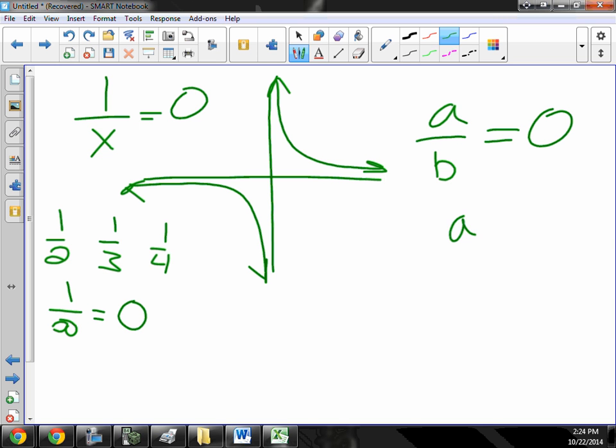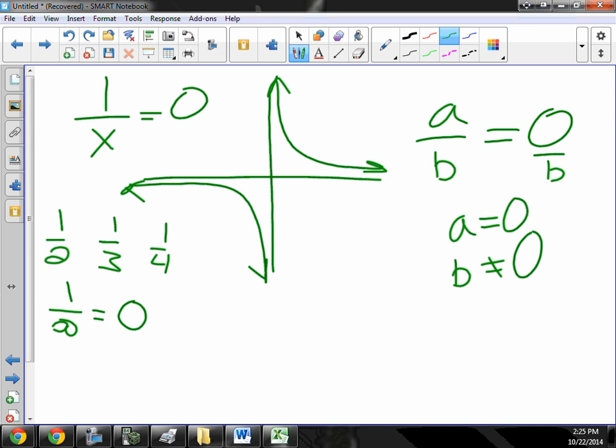A has to be 0, and b is not allowed to be 0, right? The only way for a fraction to equal 0 is if the top equals 0, and the bottom is not allowed to be 0. What is 0 over 0?